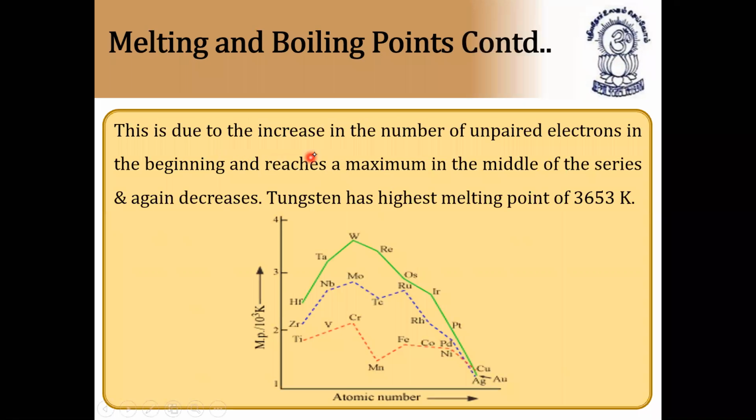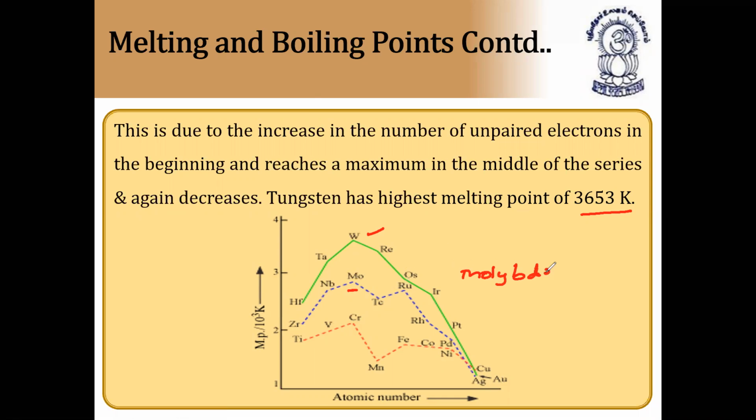This is due to the increase in the number of unpaired electrons in the beginning, reaching a maximum in the middle of the series, and again it decreases. Tungsten has the highest melting point, that is 3653 kelvins, and it is in the 5D series. You can say this is 3D, 4D, and 5D. So which is having the highest melting point? Tungsten. And in 4D, the highest melting point is molybdenum.